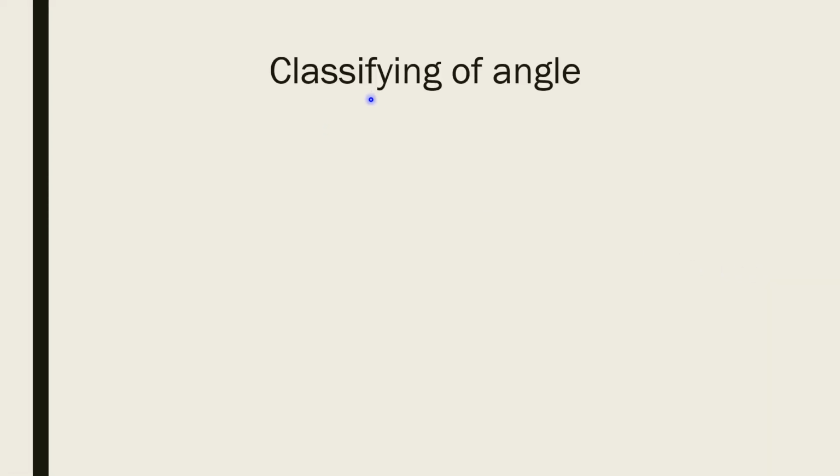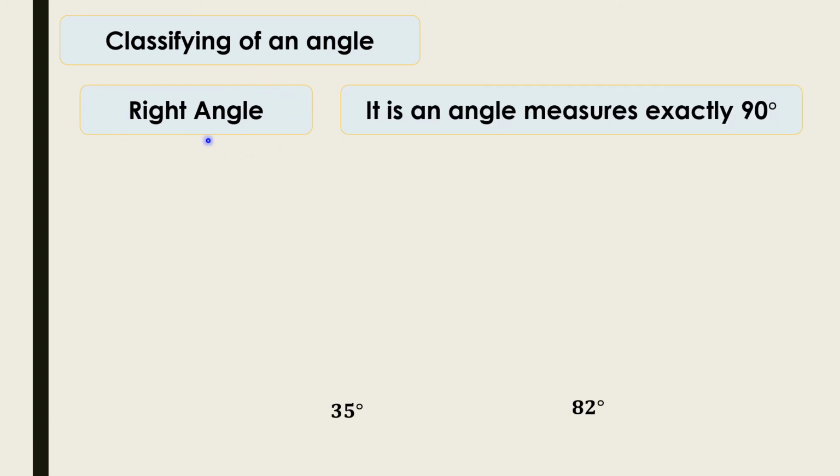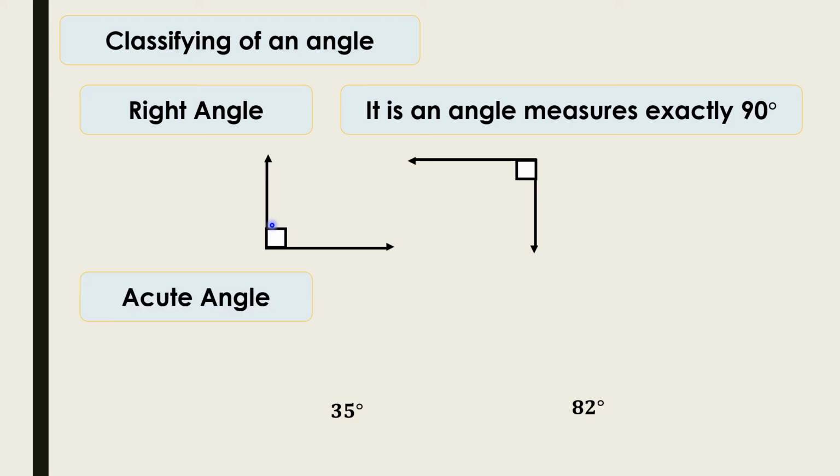So how do we classify an angle? These are the classifications of angles. A right angle is an angle measuring exactly 90 degrees. This looks like a right angle. It doesn't matter if it is facing left or right, horizontal or vertical, as long as there is a small square corner on it. If you still remember our perpendicular lines, yes, you are correct. That is an example of a right angle.